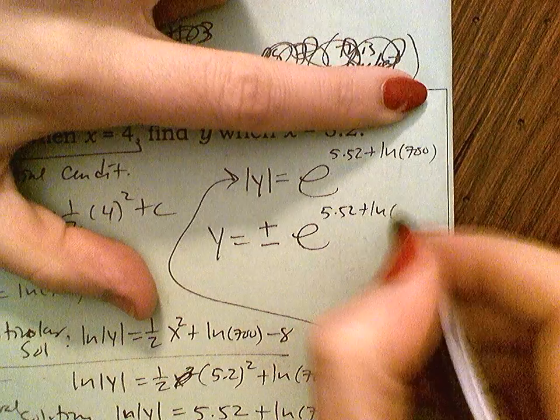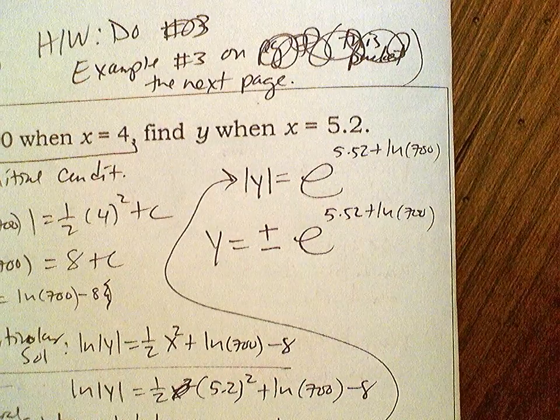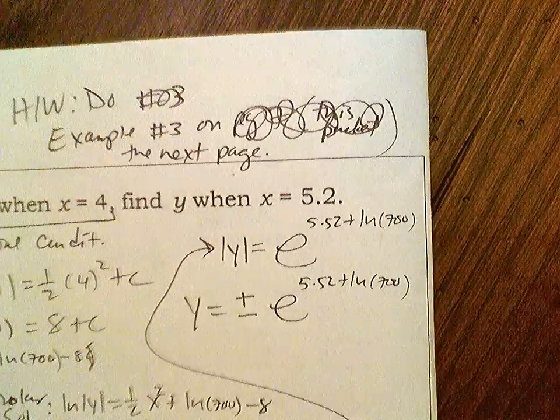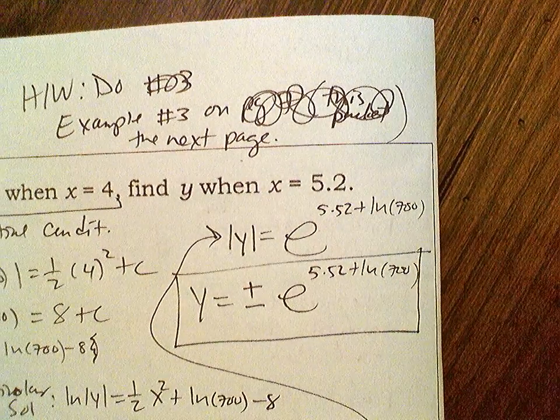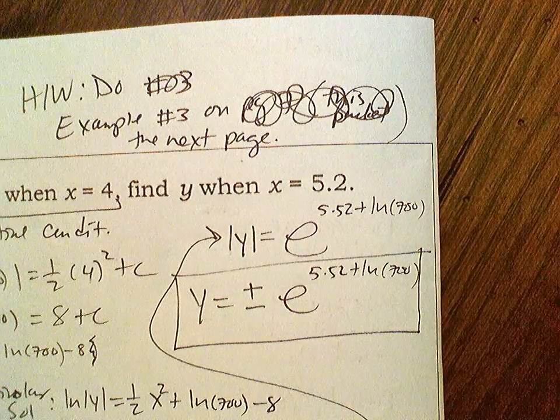Because if it's in the absolute values, it could be positive or negative, and we would still have the same output in the end. Okay, guys, so there's that. So y could be one of two values when x is 5.2. Okay, now we are not done because we have example number 2.